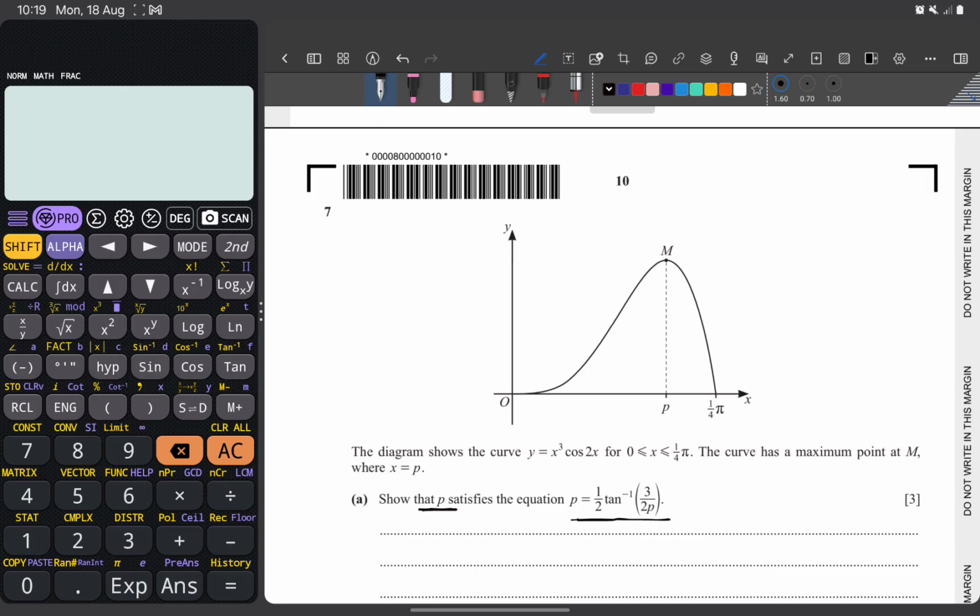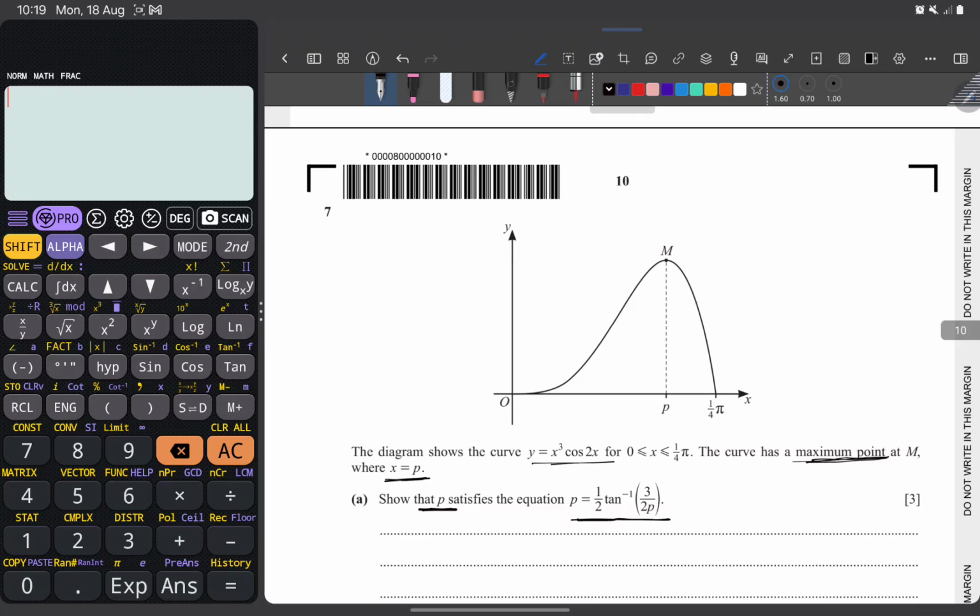Is it equation of a circle? What is it? What is going on? So show that P satisfies this equation. What is P? The diagram shows the curve. Okay, we have a curve, yes. The curve has a maximum point M, where x is equal to P.